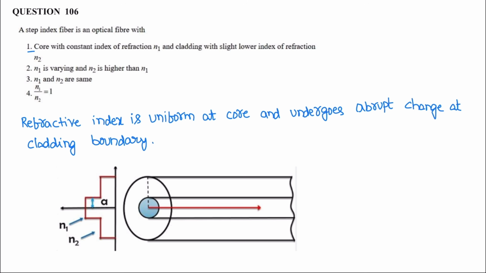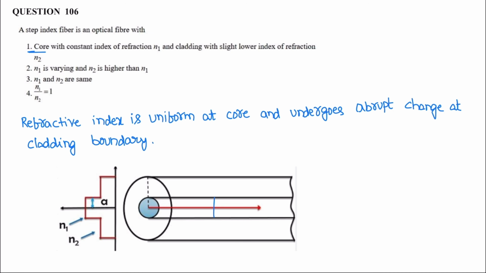we know that refractive index is uniform at the core and undergoes abrupt change at the cladding boundary for a step index fiber. Core refractive index is uniform and the cladding has a slightly lower refractive index. Correct answer is option 1.